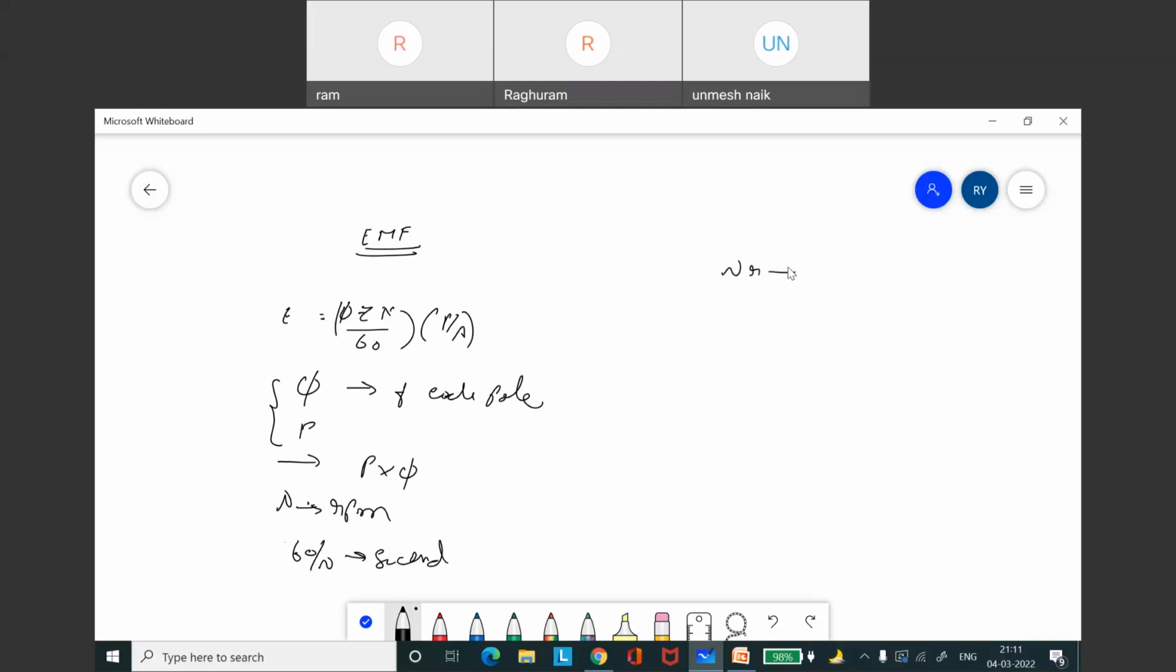N revolutions per 60 seconds, right? I want one revolution. So it will be 60 by N seconds. That is the time taken for one revolution.